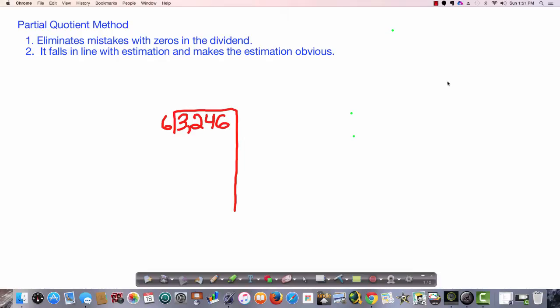Hello everyone. Today I'm going to be talking to you about the partial quotient method.